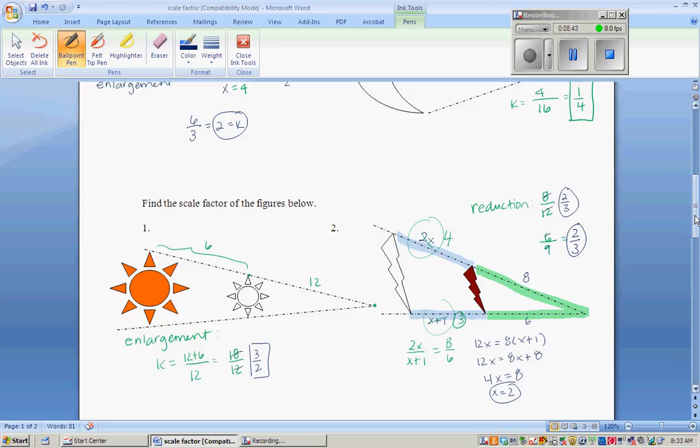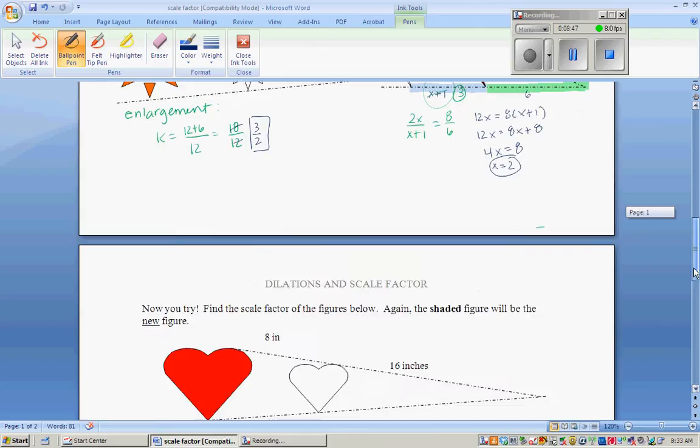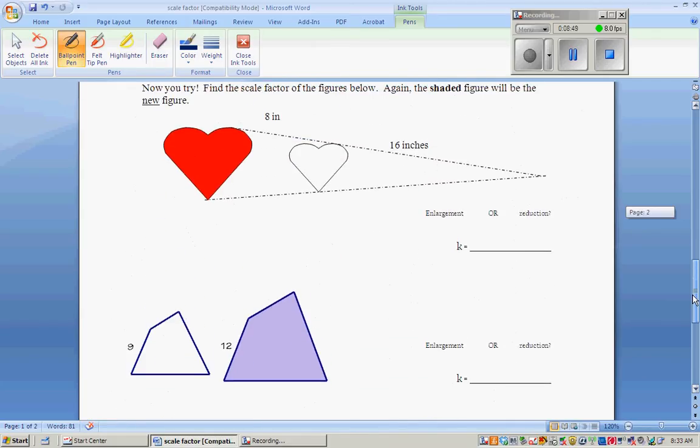So try them out on the next page. Remember to answer the question, is it a reduction or an enlargement? And then you won't mess up the way the fraction goes. And the other thing to remember is this 16 is only going from this little vanishing point to this first heart right here. The whole entire distance, this 8, is only going from this heart to the big red heart. You need to remember that.